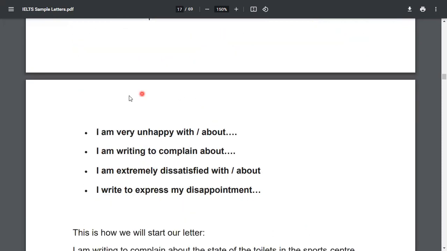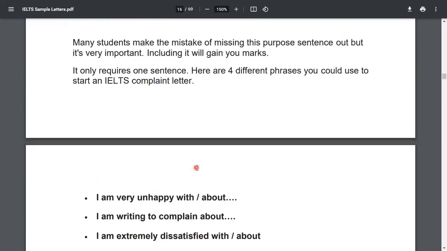You can either start with: I am very unhappy with or about. I am writing to complain about, that's the most common one. I am extremely dissatisfied with or about something. I write to express my disappointment about or with something. You can use any of these sentences to start your first sentence, which is the purpose sentence in the first paragraph of your letter.